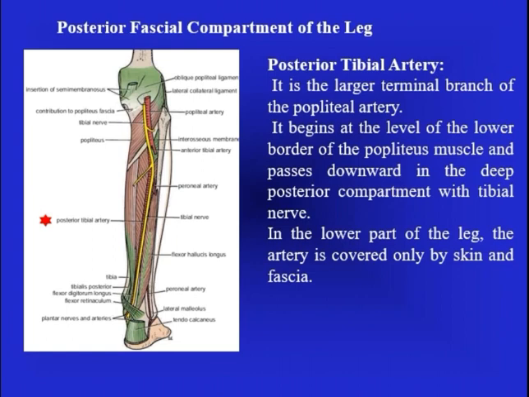The posterior tibial artery is the larger terminal branch of the popliteal artery. It begins at the level of the lower border of the popliteus muscle and passes downward in the deep posterior compartment with the tibial nerve. In the lower part of the leg, the artery is covered only by skin and fascia, so that the pulsation of this artery can be easily palpated behind the medial malleolus.